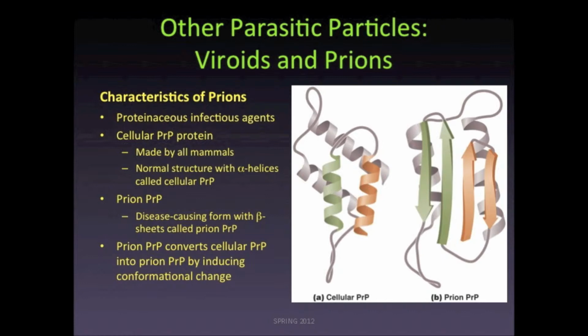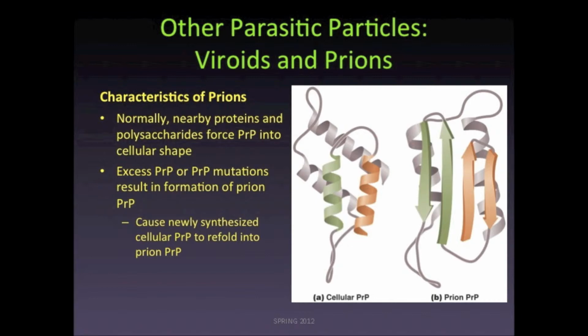It is a conformational isomer of the cellular PrP, simply meaning that it has a different three-dimensional structure than the normal cellular PrP. The normal cellular PrP secondary structure is dominated by alpha helices, whereas the prion PrP is dominated by beta sheets, giving it a different three-dimensional structure. The difference in three-dimensional structure changes the function of the protein. The function of the prion PrP is to enzymatically convert normal cellular PrP proteins to abnormal prion PrP proteins.